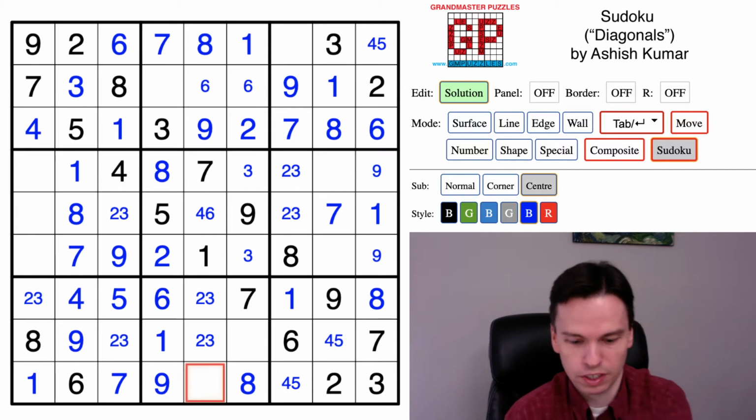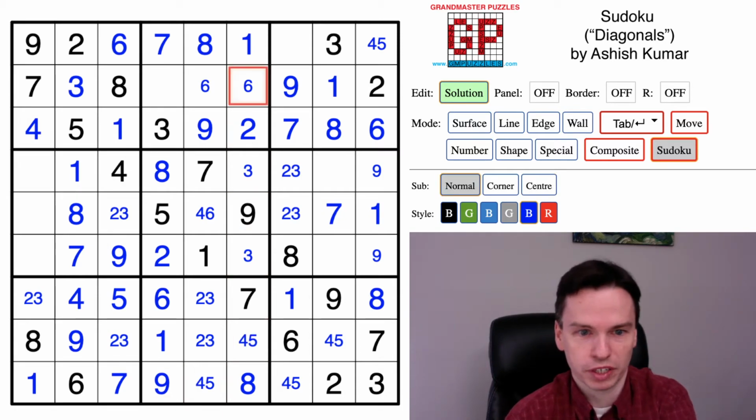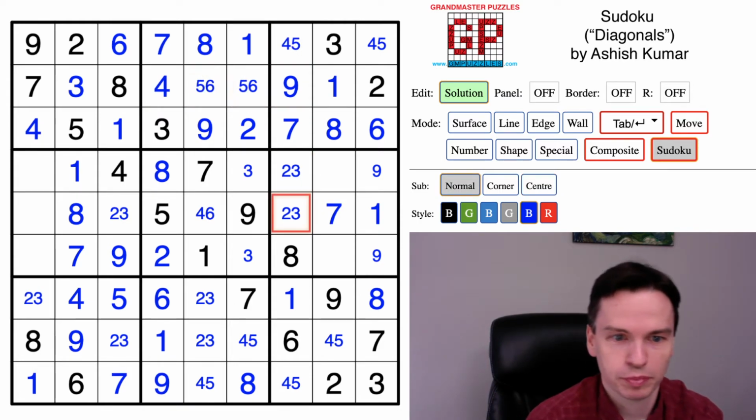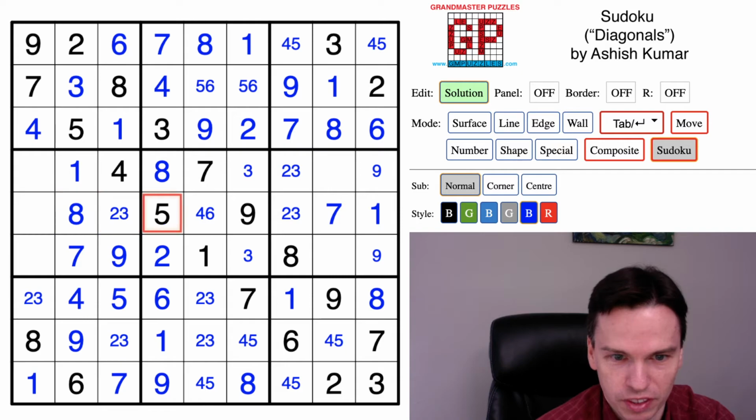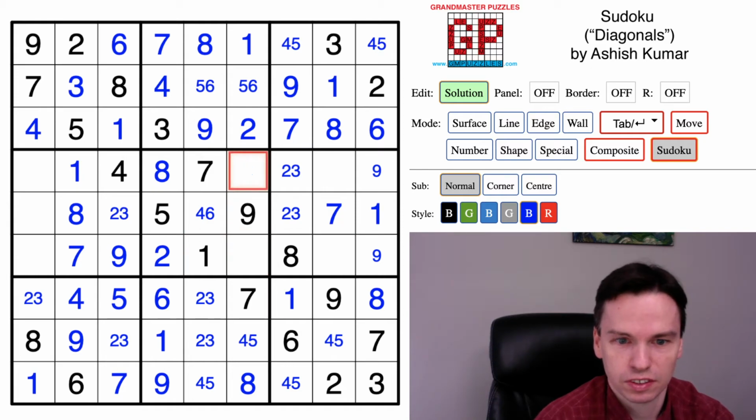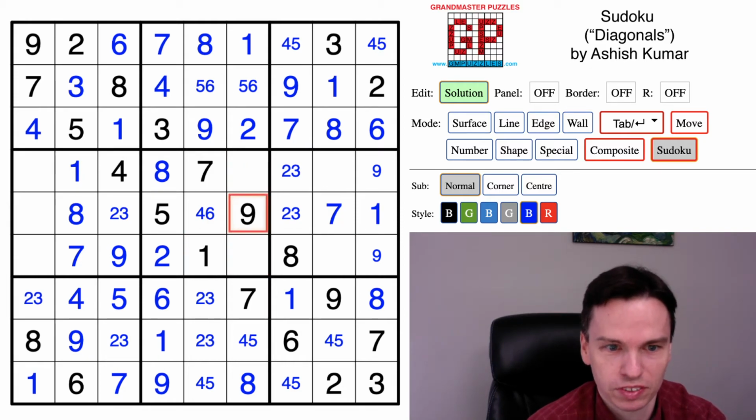We get 4, 5. 4, 5 is a pair up here. This is a 4. We've got 5s coming across. We've got 4, 5 up top. So now we're just going to need to place some of the last digits to really make the headway we need. One of the things that may be helpful is if I clear out some of this.